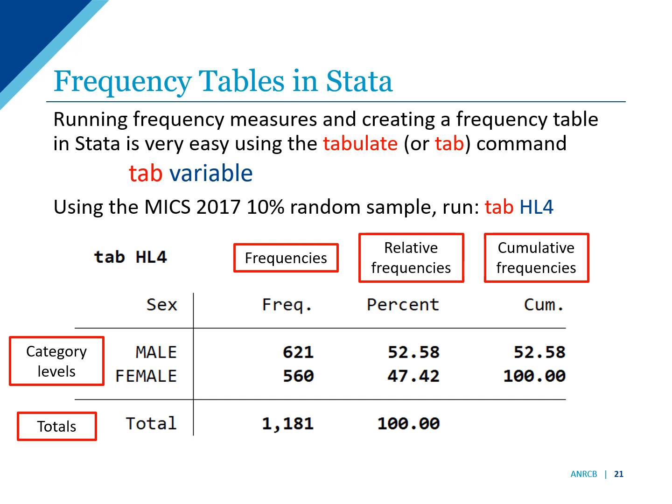The table shows the levels of the categorical variable in the first column, here male and female, and the second column contains the frequencies or counts of each level of the variable in our data and the total number of observations for this variable. Here we see there are 621 males and 560 females in the data.